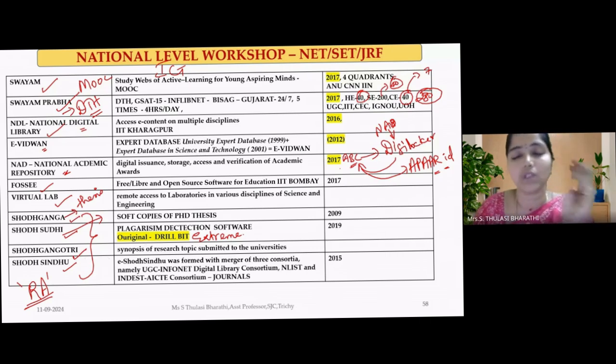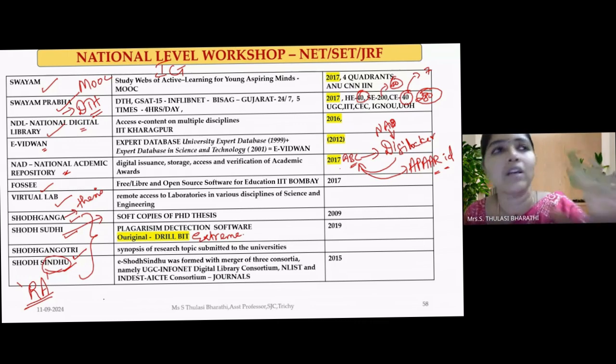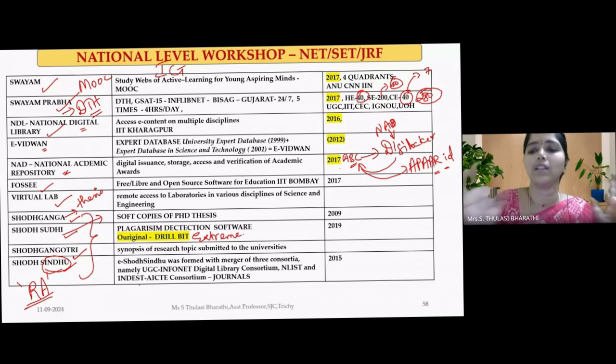Shodh Gangotri means synopsis will be submitted. Before the thesis, we used to submit a synopsis. The university will upload all those things, and for reference, we can access them. Shodh Sindhu means where we can access journal databases. Peer-reviewed journals regarding research can be accessed using Shodh Sindhu.